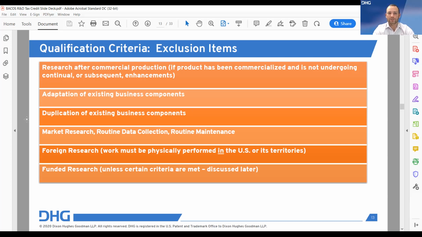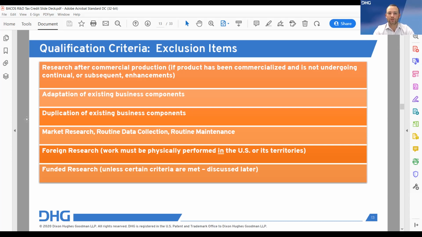This next one is key. It's called foreign research. So because most countries do have their own R&D credit, some countries have a rule where the R&D must be performed within the country or its territories. Some countries allow you to work overseas and still get a credit for those costs. However, in the US, the work does have to be physically performed in the US. Now, you can pay a foreign contractor for supplies or materials, and if those are used in the US, those can qualify. So the test is really, where does the work take place?